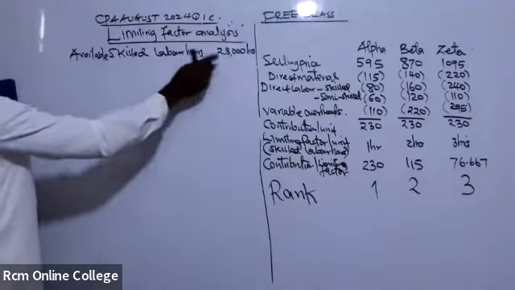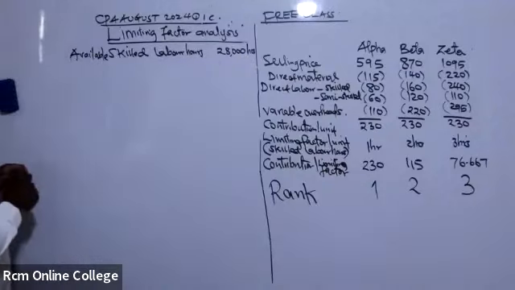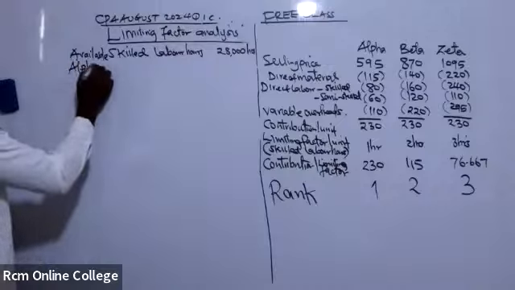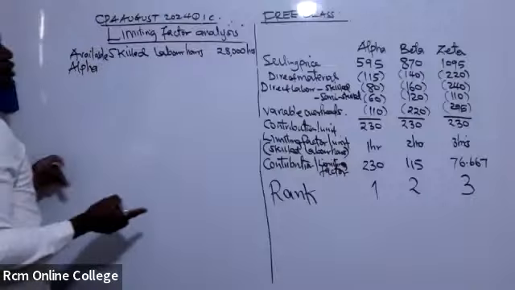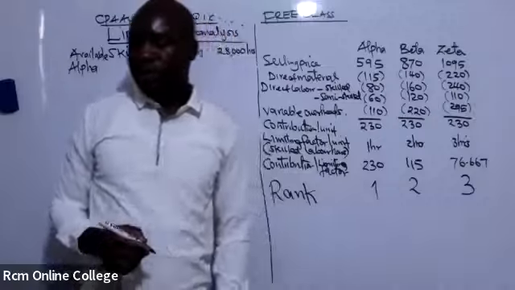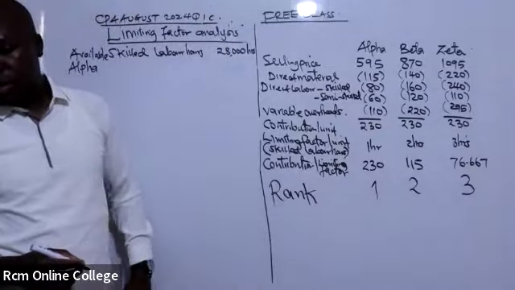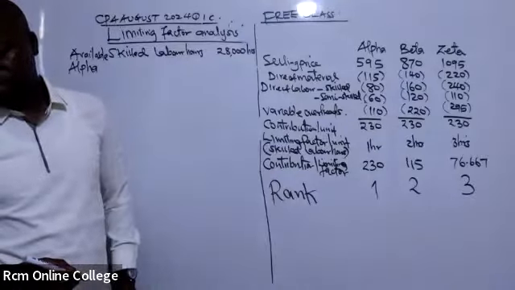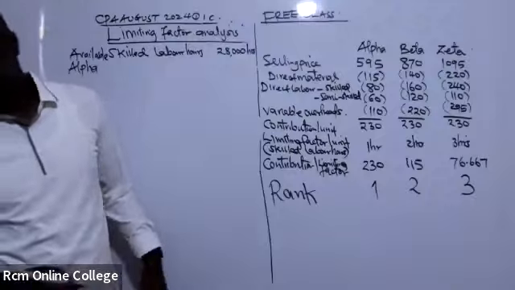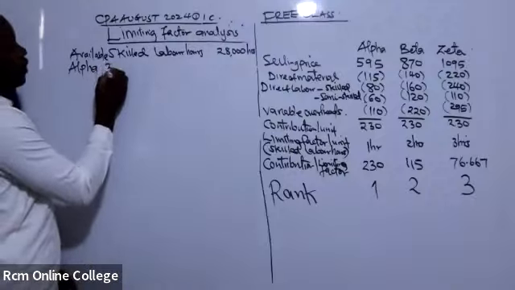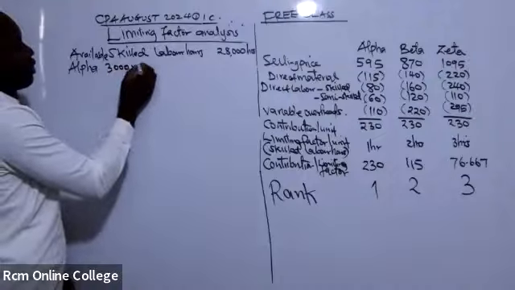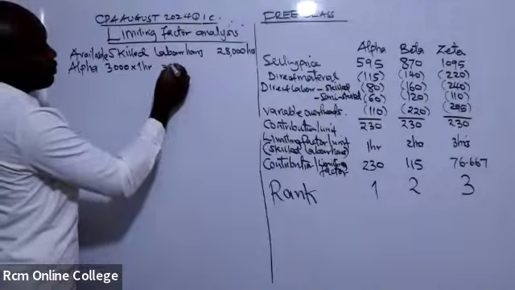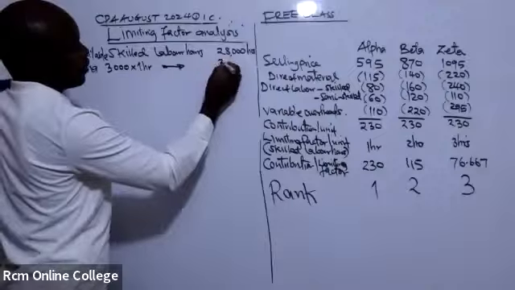The available skilled labor hours is 28,000. I'll start with product number 1, which is alpha. Alpha, I look at what the market is demanding. How many units of alpha are demanded by the market? 3,000, right? I'll come here and say, I'll take 3,000 units, multiply by 1 hour per unit. That will give me 3,000 hours.